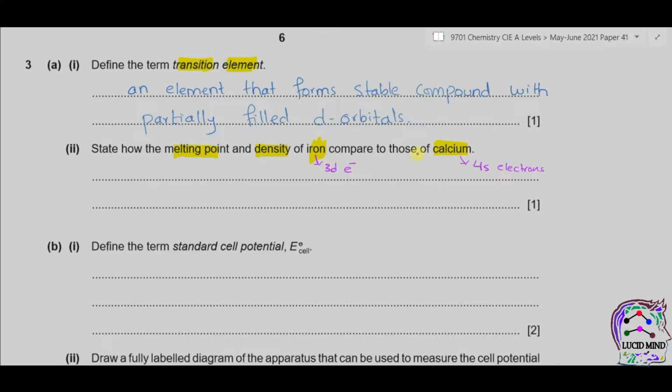And also we can see that calcium is in group 2 while iron is a transition element, so as we move along the period, the size of atoms decreases. So we can say that the melting point of iron will be high and the density of iron will also be high.